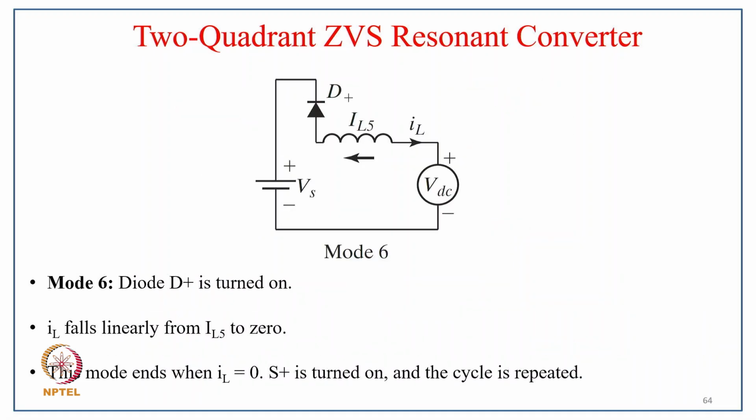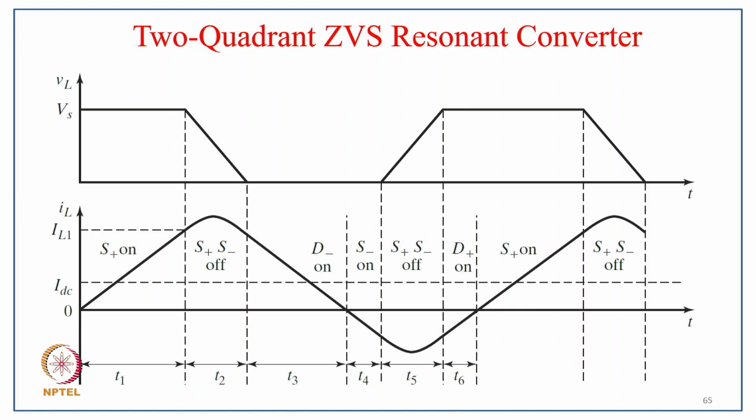And mode 6, as you can see in the circuit, where D plus is turned on and IL falls from IL5 to 0, and this mode ends when IL equals 0 and S plus is turned on, and the cycle is again repeated. And these are the typical waveforms for all the modes, where you can see T1, T2, T3, T4, T5 and T6, and then again the operation repeats in a similar manner, and the position of conduction of different switches as well as diodes.